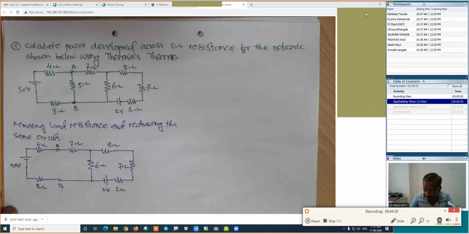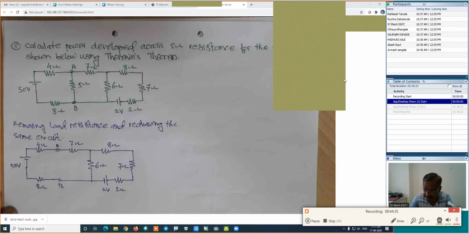How many nodes do we have for this figure? Yes, anyone? Saurabh? 2 nodes. Yes, absolutely fine. This is one node and this is another node. This is one branch, second branch, and third branch. We can use the nodal analysis.